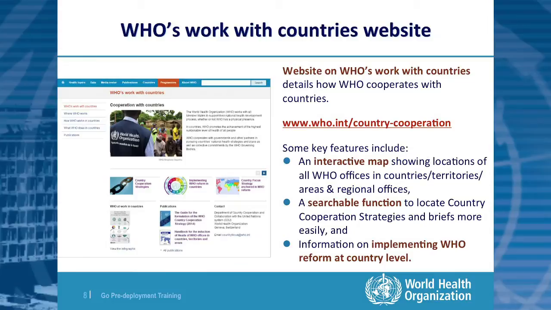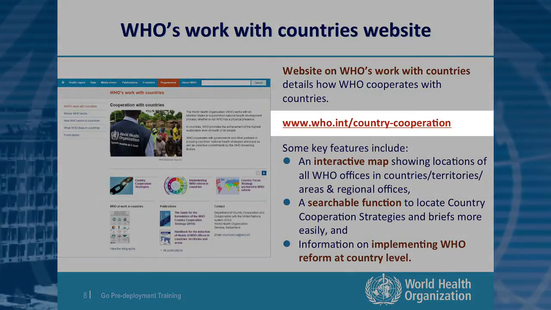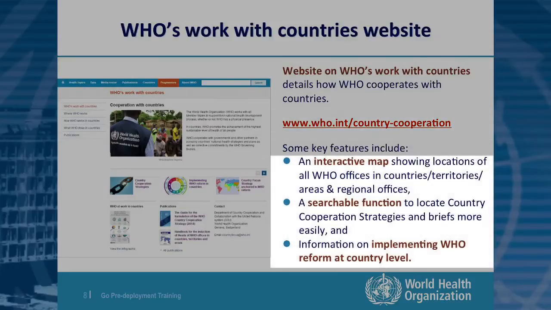And on this particular link at www.who.int/country-cooperation, you will be able to find, for every country where we have a presence, a country cooperation strategy. You'll be able to find an interactive map, searchable functions, and really information on implementing WHO's reform at country level. So please visit the website, particularly for the countries that you are being deployed in, and find out what work WHO was doing in countries already.